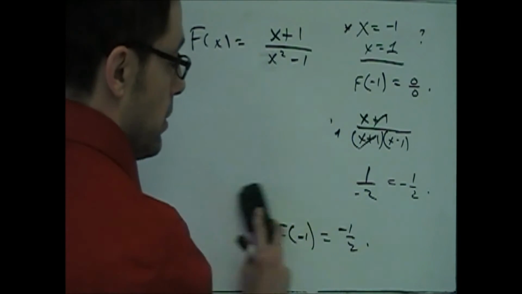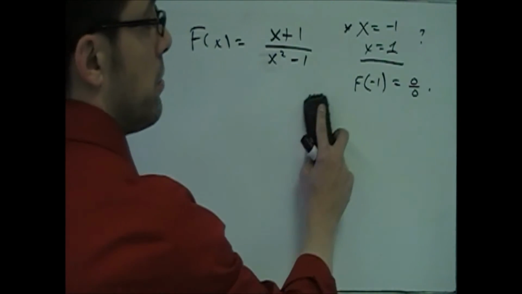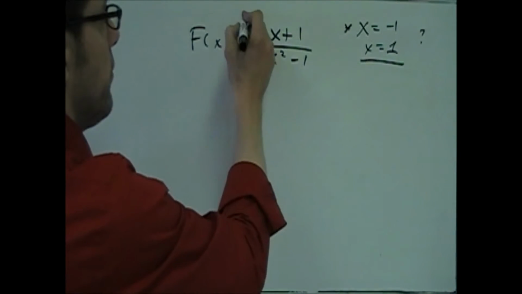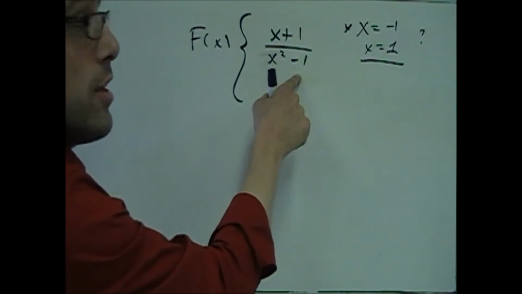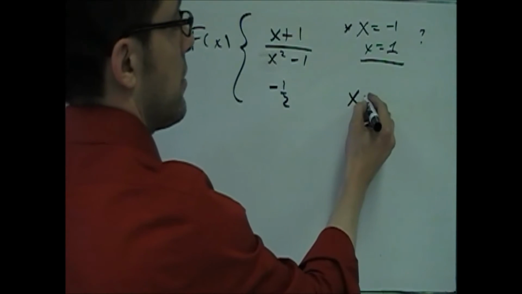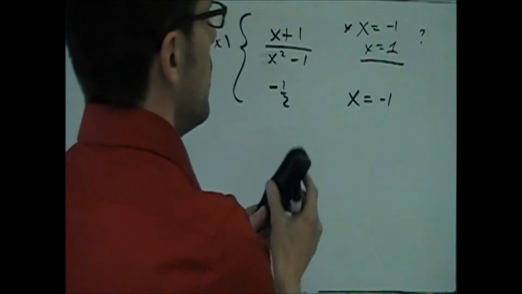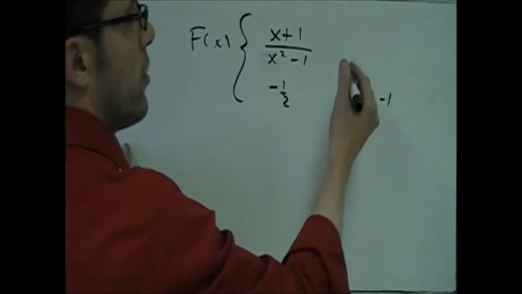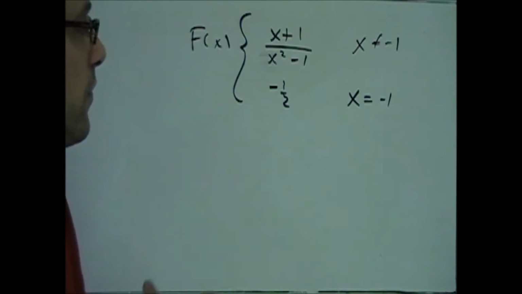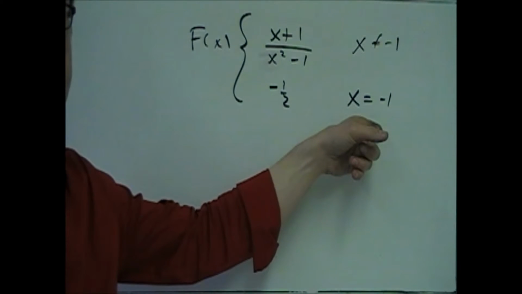So let me write that more clearly here. Originally this is true, but if I redefine this and say it's equal to this, but in fact it's now equal to -1/2 when x is equal to -1, but it's equal to this function everywhere else when x is not equal to -1. If I do that, now the function is continuous at -1.